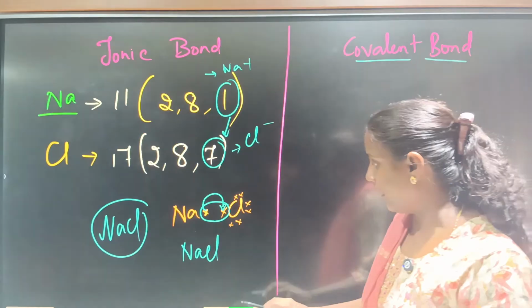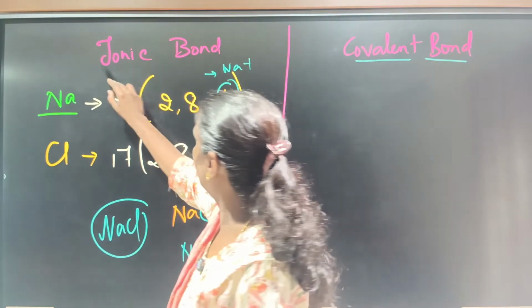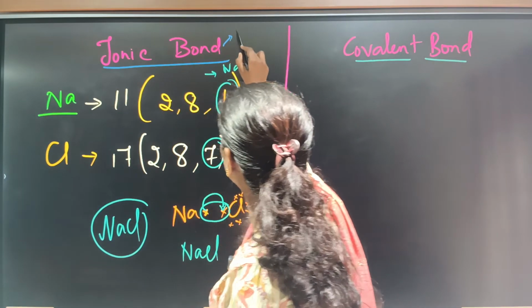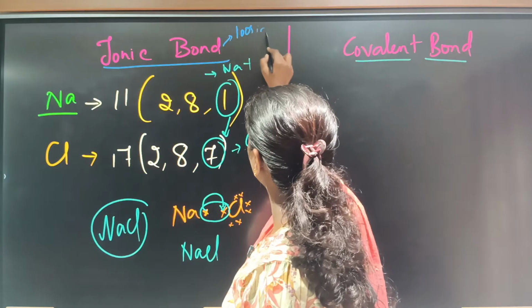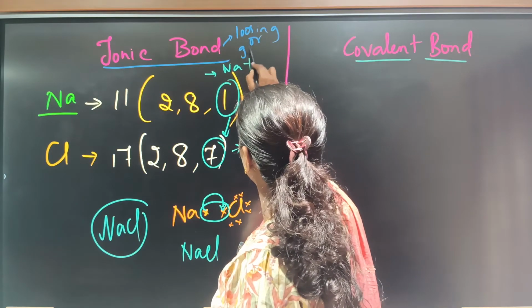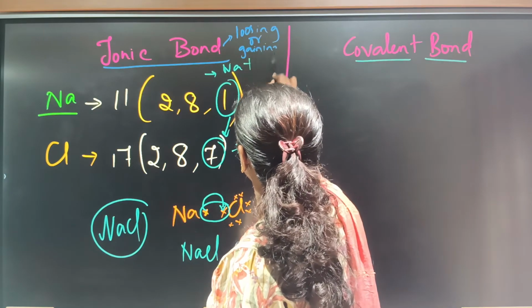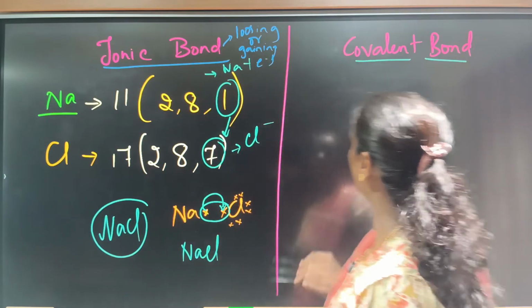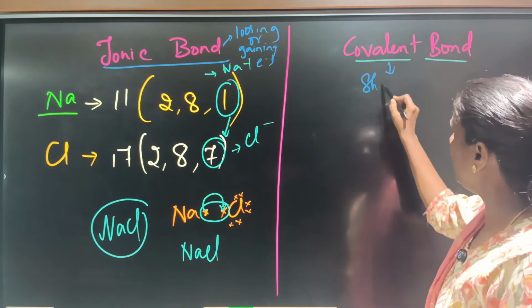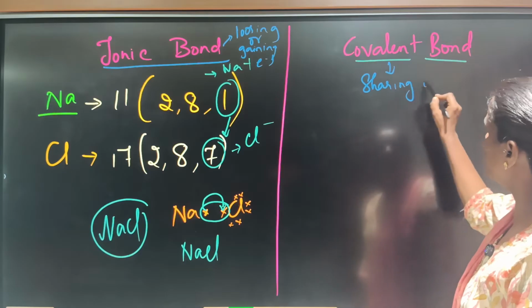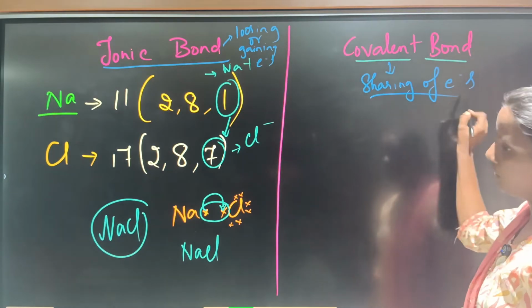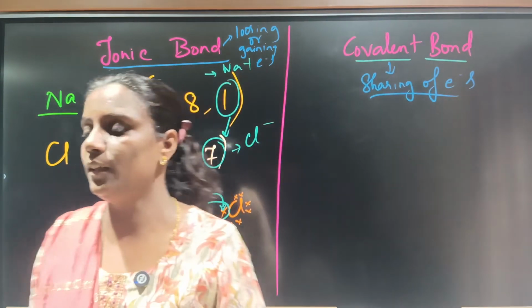Okay, I will write it out so it will be easy for you. Losing or gaining electrons we call an ionic bond. Sharing of electrons we call a covalent bond.